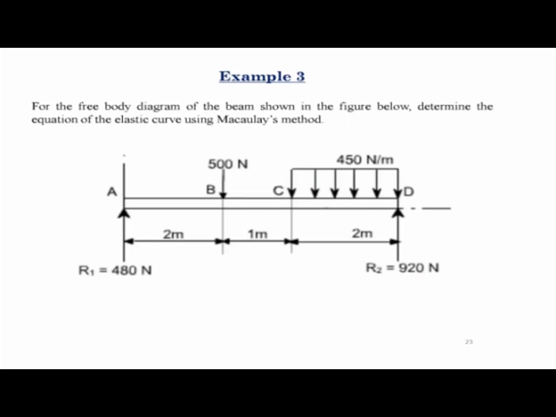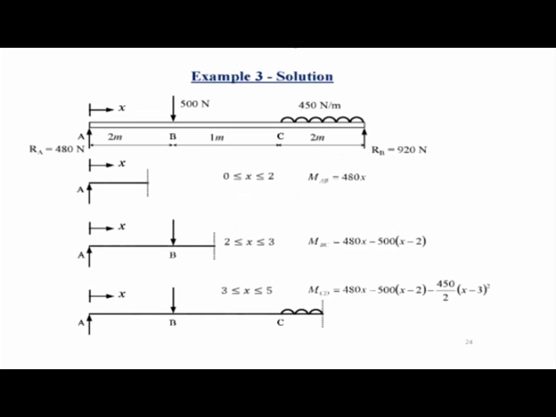Now, if you want to write the moment function for these beams, they have loadings, or rather load discontinuities at points B and C. So between A and B, there is one equation for the moment function. For x between 0 and 2 meters, the moment function is given by the reaction 480 times x.